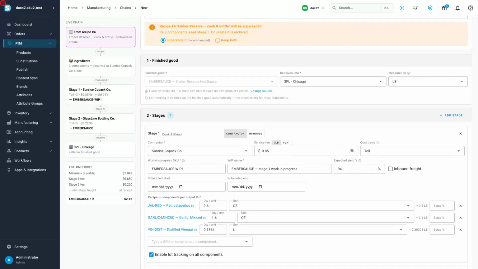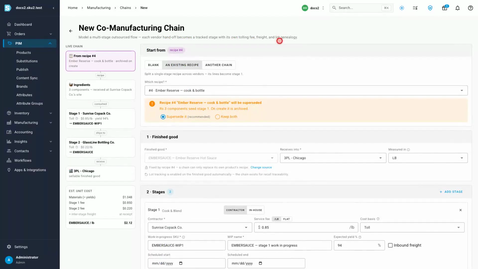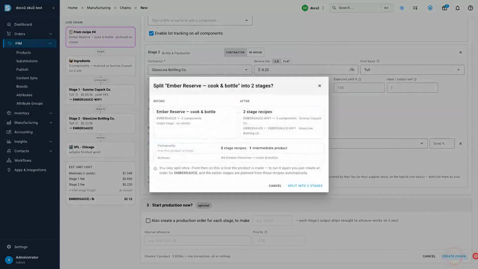The recipe you started from isn't quietly discarded. You're told it will be superseded, and you're offered the alternative. Keep it live alongside the chain for the runs you still do in one step. The choice is stated, not implied. Before a single record is written, it stops and shows you both sides of the change. What changes permanently is the recipes. Starting production is a separate decision, and it's off unless you ask for it. You only split once. From here on, this is simply how the product is made.